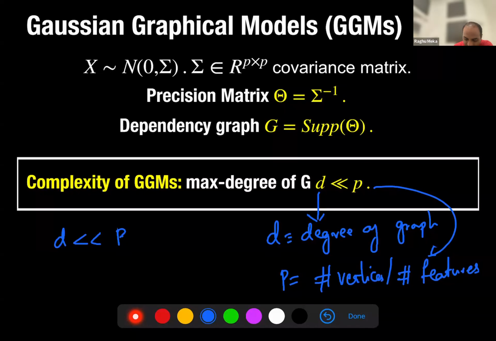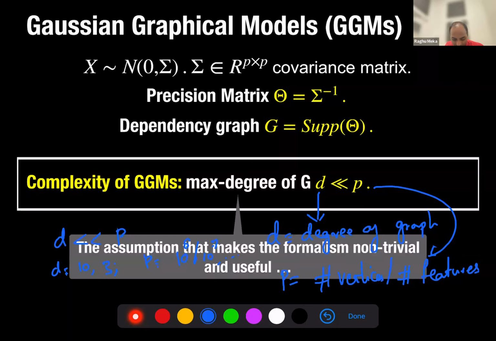Right? And we should assume that D is very, very small. Typically, we should think of D as being maybe 10, 3, and P is 10 to the 6 or 10 to the 7, and so on. Okay. And this assumption makes the formalism non-trivial and useful, right? So given that the degree is small, we are hoping that we can learn the Gaussian distribution in ways which are much better than for general Gaussian distributions.